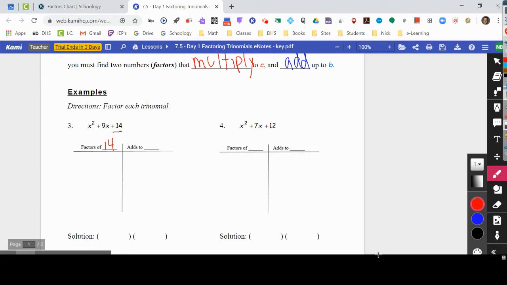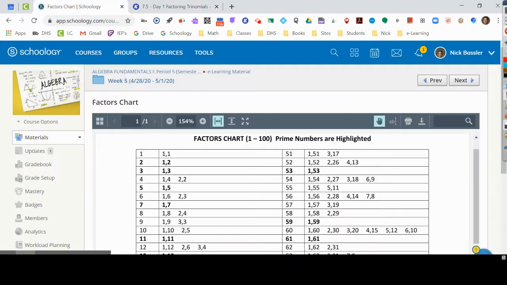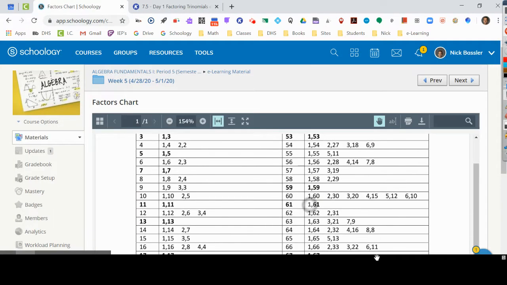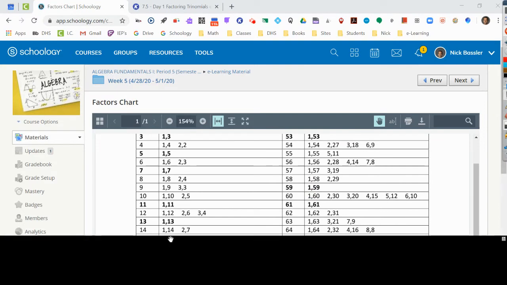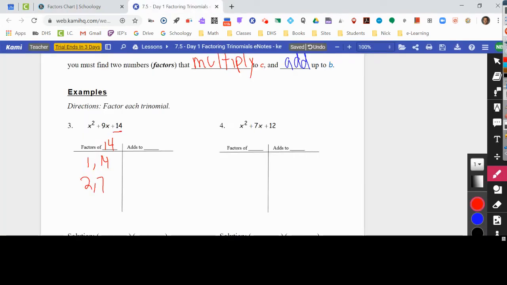The factors of my last term is what I'm going to put here for factors of. Factors of means what numbers multiply to 14. The numbers that multiply to 14 are 1 and 14, and 2 and 7. And if we didn't know that, that's okay, because we're going to reference this factors chart document. If we look here at number 14, we can see that's 1 and 14 and 2 and 7. Now those are my 2 pairs of numbers that I have to work with.